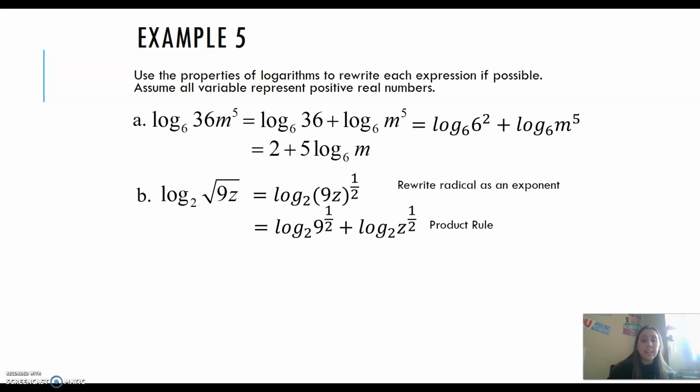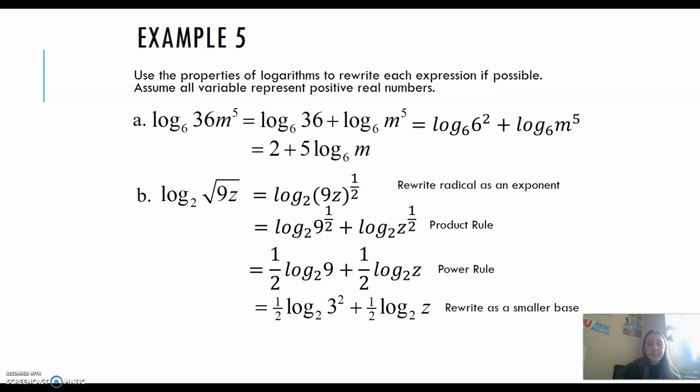So then I can now apply the product rule. So I have log base 2 of 9 to the 1/2 plus log base 2 of z to the 1/2. So I've used that product rule. Now I'm going to use the power rule, which means I'm going to throw the power out front. Then I'm going to rewrite as a smaller base. I'm not able to rewrite 9 as a base of 2, but I am able to rewrite 9 as a base of 3 to the 2nd power, which will help me simplify it that much further.